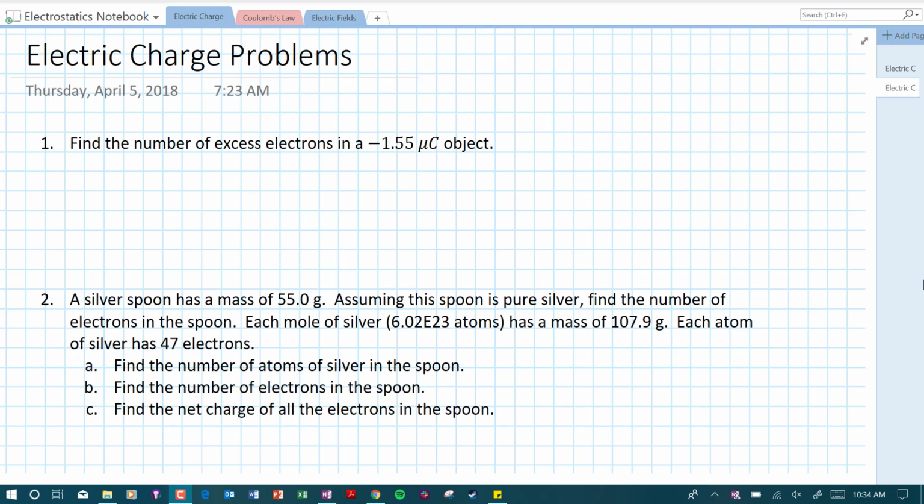Hey everybody, this is going to be 3 problems on electric charge and how it relates to number of charges. Number 1, find the number of excess electrons in a negative 1.55 microcoulomb object.